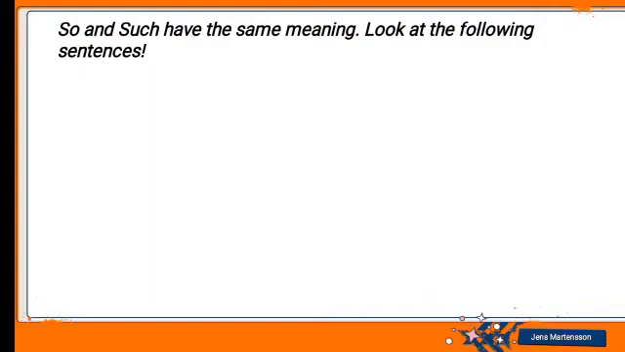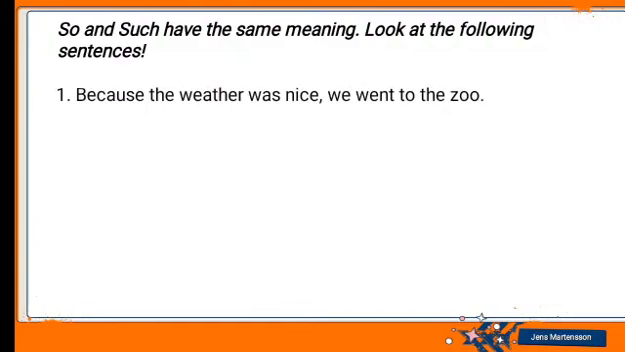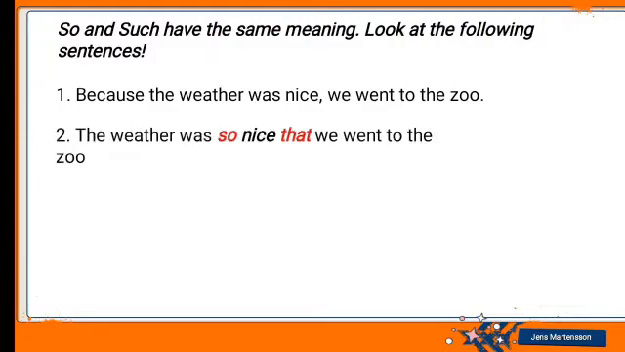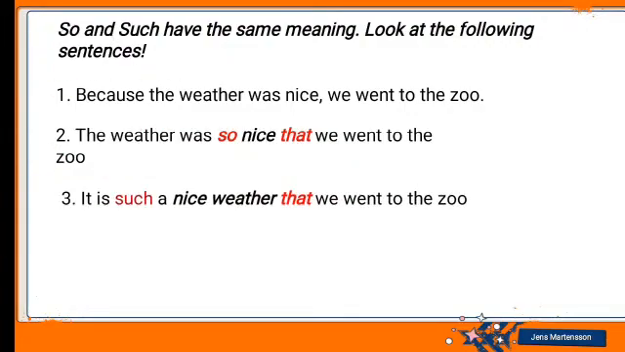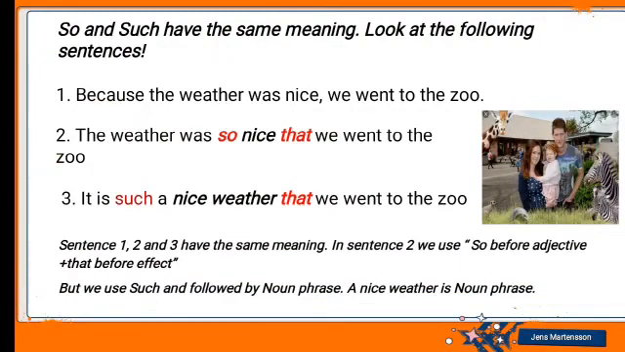So and such have the same meaning. Look at the following sentences. Because the weather was nice, we went to the zoo. The weather was so nice that we went to the zoo. It is such a nice weather that we went to the zoo. Sentences 1, 2 and 3 have the same meaning. In sentence 2, we use so before an adjective plus that before the effect. But we use such followed by a noun phrase, and nice weather is a noun phrase.